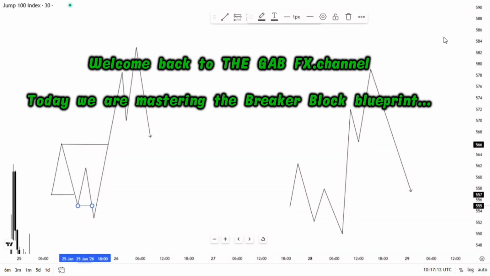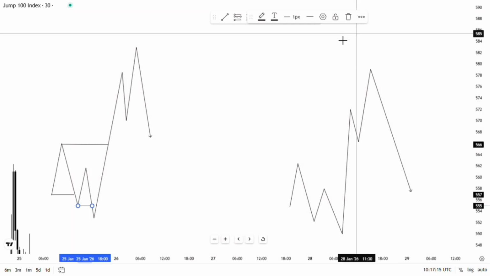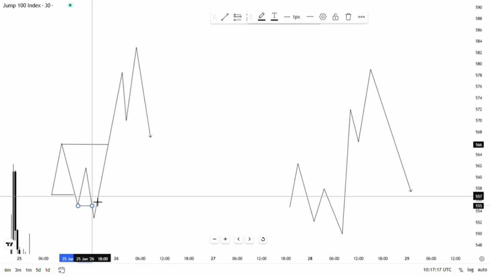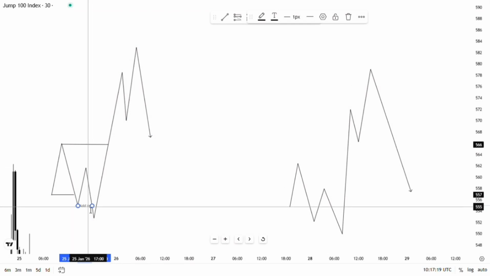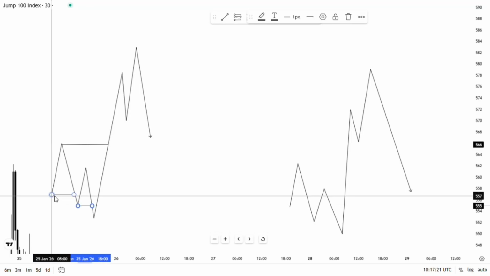Today we are mastering the breaker block blueprint. I'll be teaching you how to master valid breaker block and invalid breaker block, and there are two types of breaker block that we have. One is this first one.